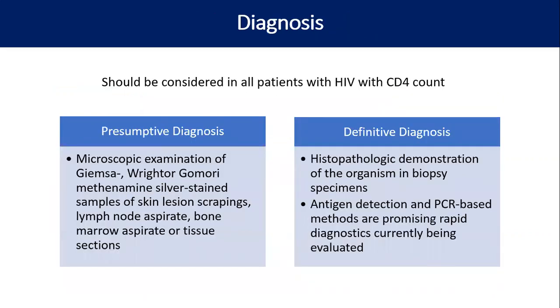Now, diagnosis should be considered in all patients with HIV who show the signs and symptoms that we have discussed earlier. The presumptive diagnosis is based on microscopic examination of Giemsa or Gomori methenamine silver stained samples of skin lesion scraping, lymph node aspirate, bone marrow aspirate, or tissue sections. For definitive diagnosis, we need histopathologic demonstration of the organism in biopsy specimens. Antigen detection and PCR-based methods are promising rapid diagnostics currently under evaluation.